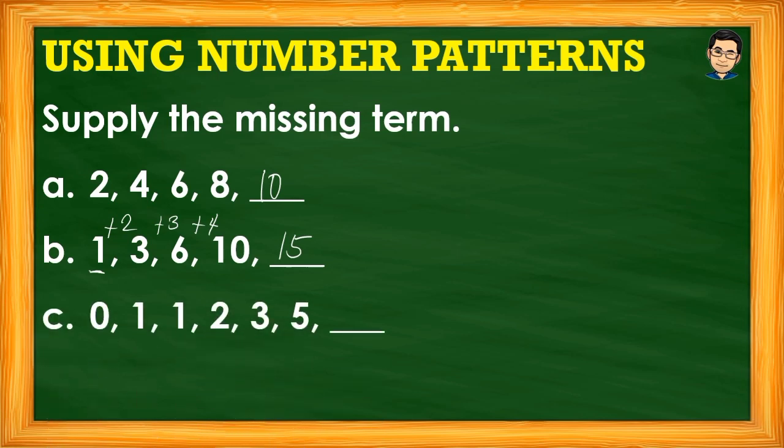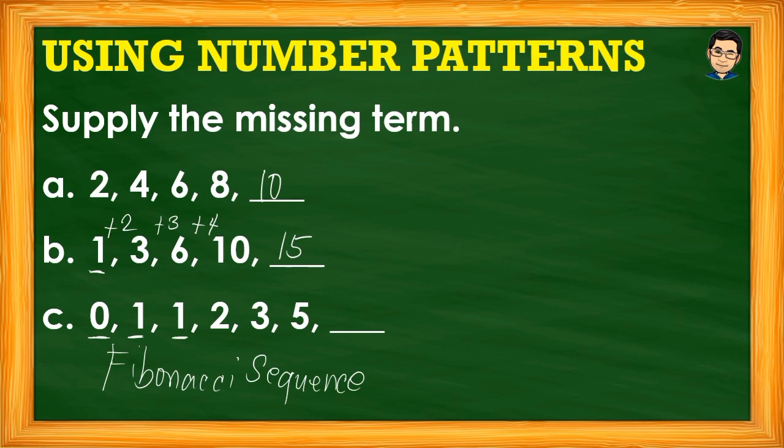Next, 0, 1, 1, 2, 3, 5. So, yung ating sequence na numbers na yun ay tinatawag pong Fibonacci sequence, wherein ina-add natin yung unang dalawang terms para makuha yung susunod na term. So, ganun lang. Like, for example, 0 plus 1, lilitaw po yung next term na 1.